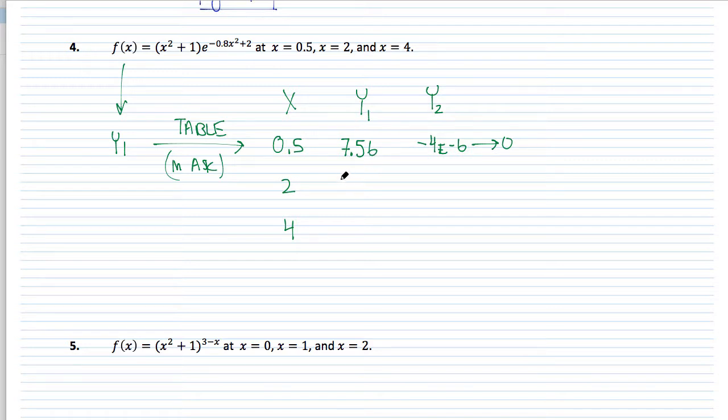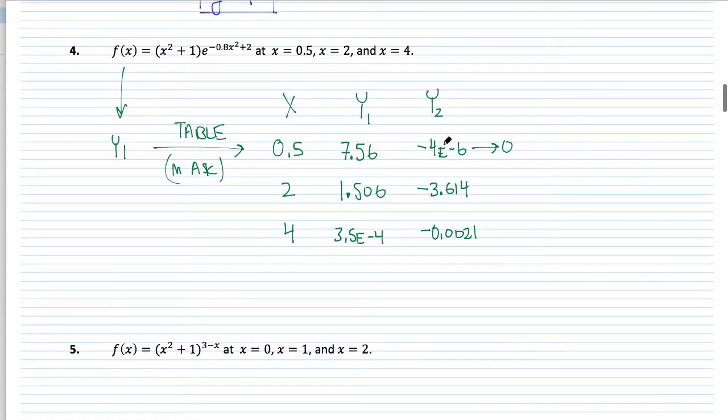Then at 2, our y1 is 1.506. I'm going to go ahead and write all of that. And then our y2 is negative 3.614. At 4, we have 3.5e negative 4. And our y2 column is negative 0.0021. So while this one is really small and we're approximating that as 0, this negative 4 times 10 to the negative 6th, I am not going to approximate this as 0, although I could. So let's leave it off and not approximate that one while we're doing this.